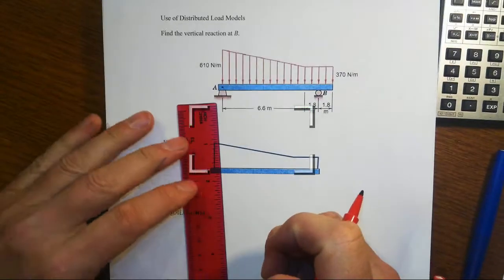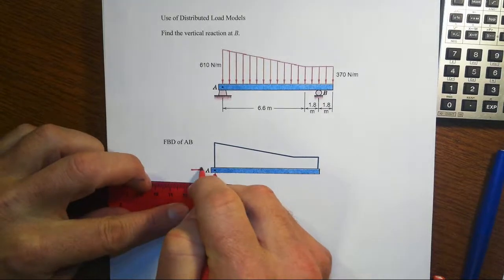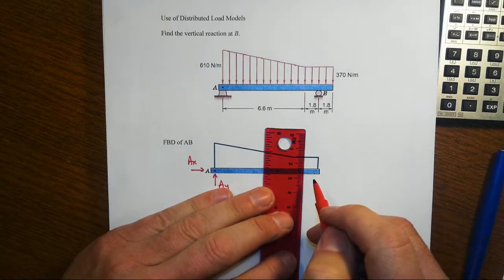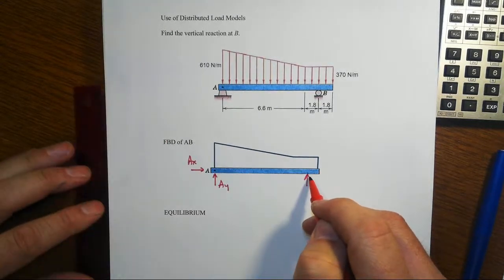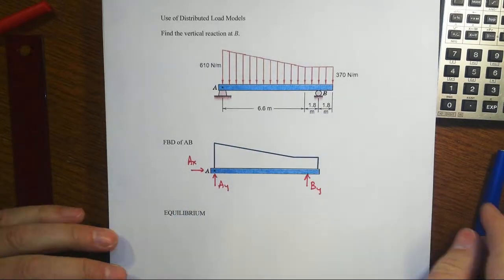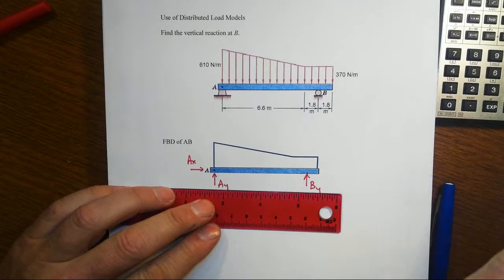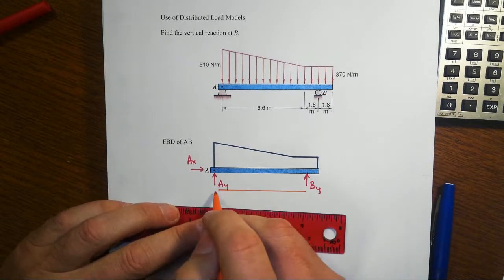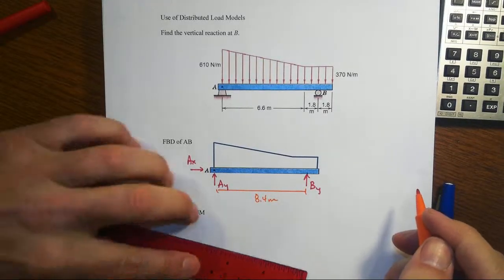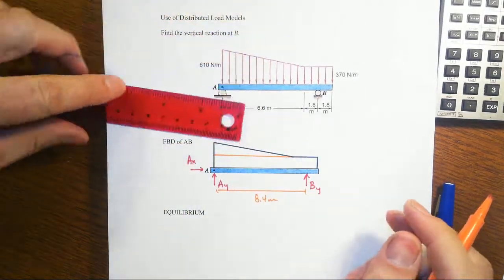We've got a reaction at the left, Ay and Ax. We have a reaction at the roller. Let's see, this is not exactly at the same scale, so I need to pull this over just a little bit. There's By, right? And the distances involved, 6.6 plus 1.8 is going to be a distance between those two of 8.4 meters.